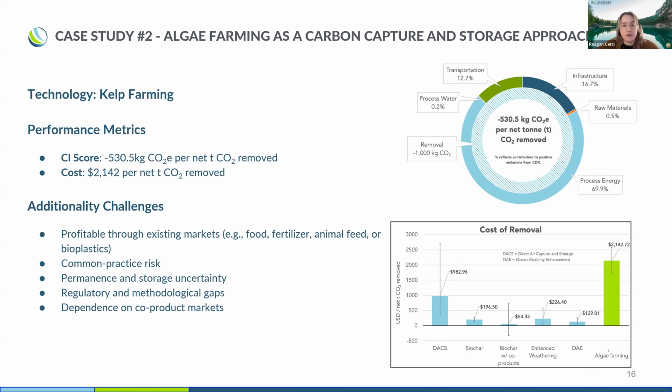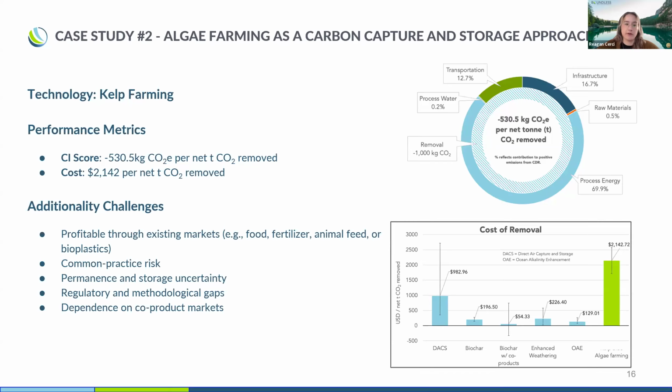So oftentimes the permanence approach in something like kelp farming is deep sea sinking. So essentially over time, the kelp will die, fall to the bottom of the ocean and be stored for a very long time. However, there are a couple different ways to calculate or estimate how much of that kelp is actually making it to the deep sea floor and how long it would be stored. So making sure that we're checking in on those permanence and storage claims as well.